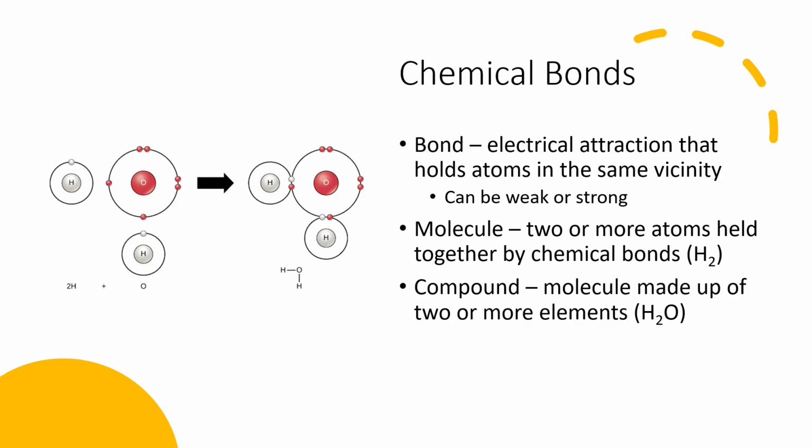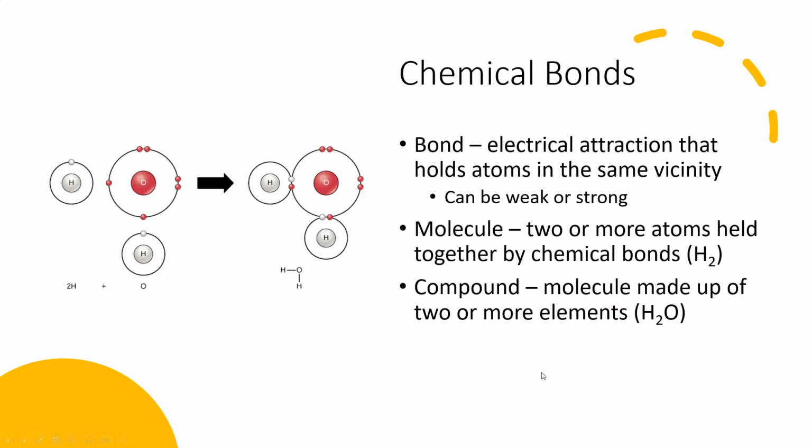And you can also have compounds. And so a compound is a molecule made of two or more elements. So one example of a compound is water, where you have 2 units of hydrogen and 1 unit of oxygen.